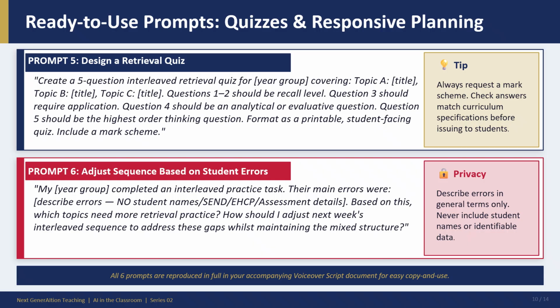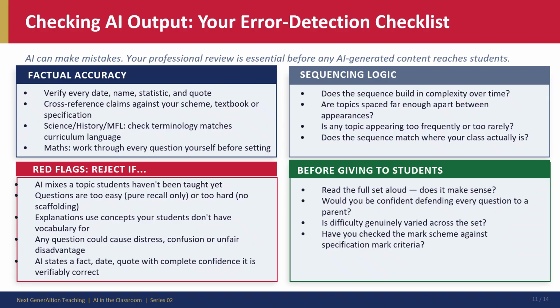Now, I say this in all of my videos, but I want to reiterate this, that AI makes mistakes. Not rarely, but frequently enough that every output does require review. It generates plausible sounding content that can be factually incorrect, sequentially illogical, or contextually inappropriate, or in rare cases, genuinely harmful to the learning of students. Your professional review is not a courtesy, it's a professional and ethical obligation.